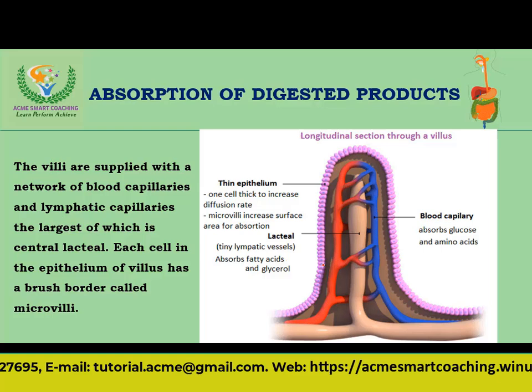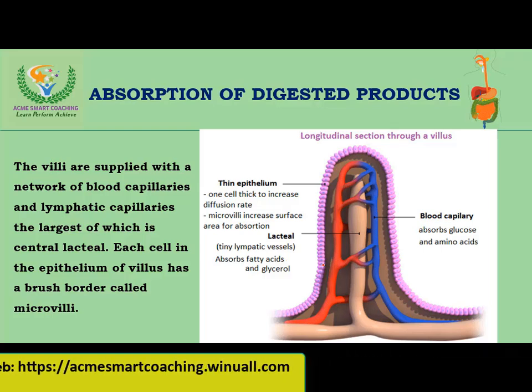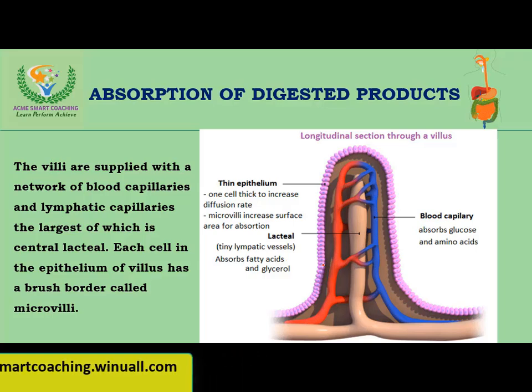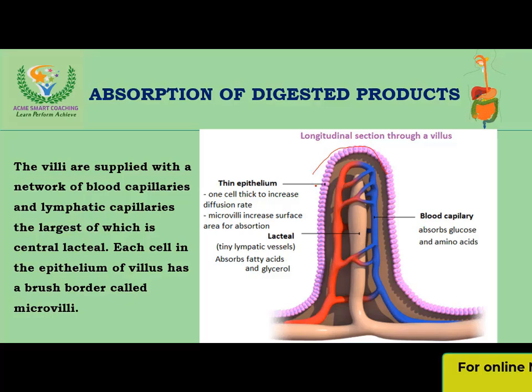Now when we observe the microscopic enlarged view of the villi, we find that there is a single layer of epithelium covering the villus. This is the epithelial tissue having brush border.